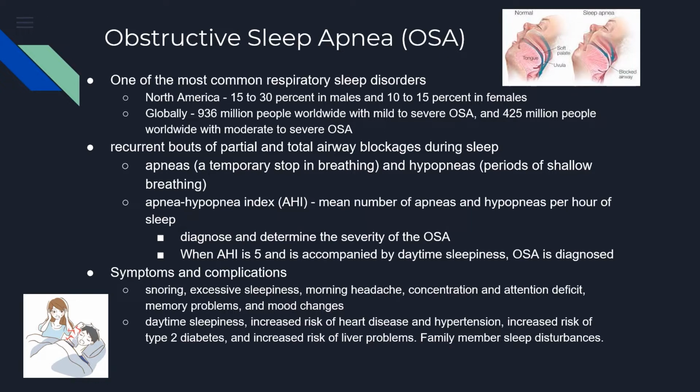Some symptoms of OSA are snoring, excessive sleepiness, morning headache, concentration and attention deficits, memory problems, and mood changes. OSA can also lead to a number of different complications such as daytime sleepiness, increased risk of heart disease and hypertension, increased risk of type 2 diabetes, and increased risk of liver problems. Other complications are family member sleep disturbances because of the snoring. These symptoms and complications reduce the quality of life for those diagnosed with OSA.